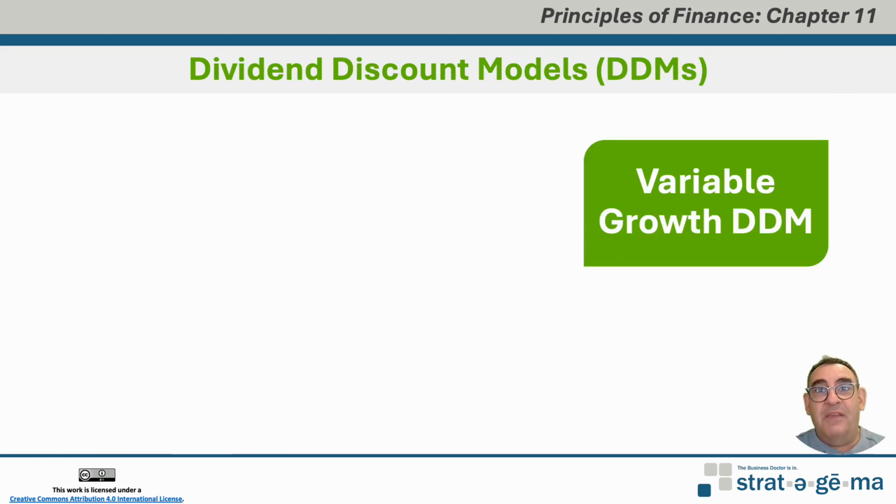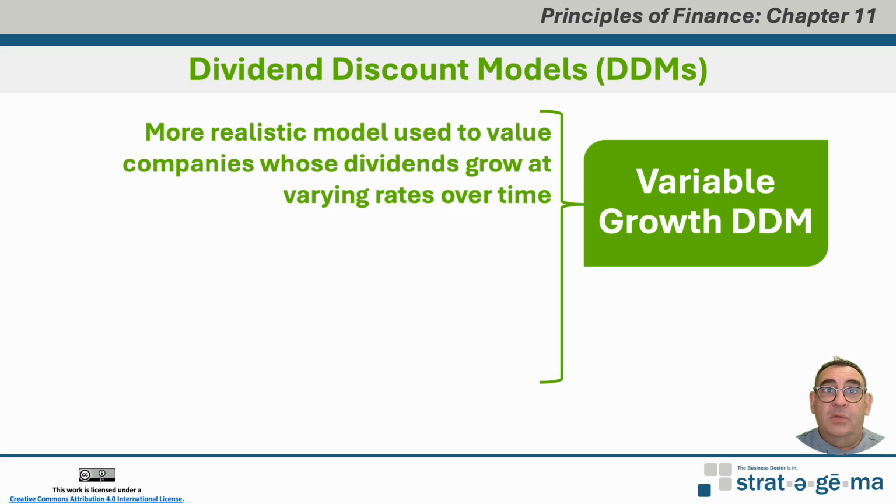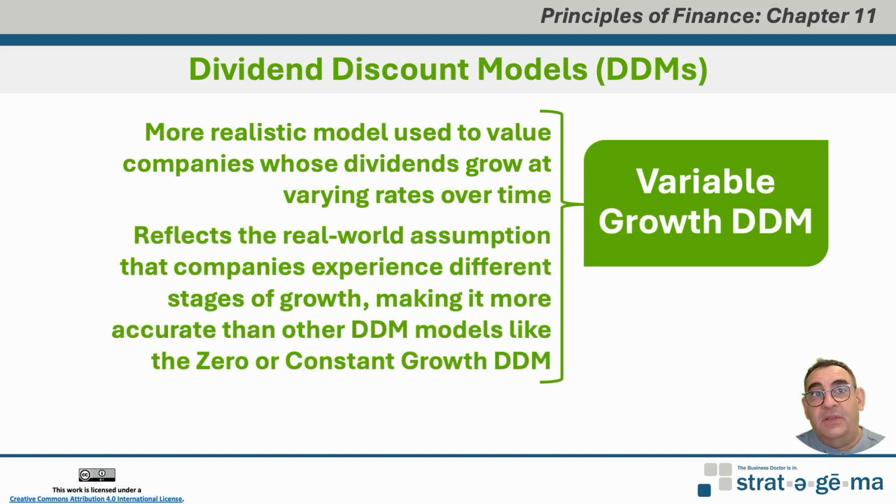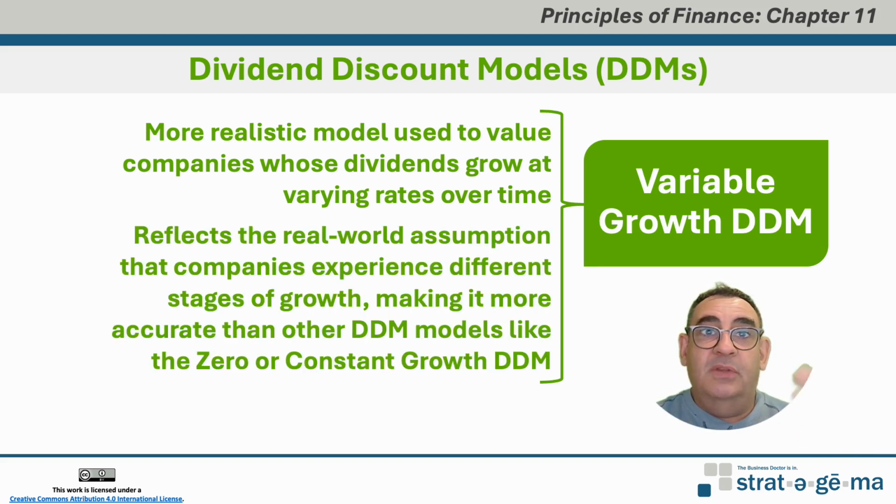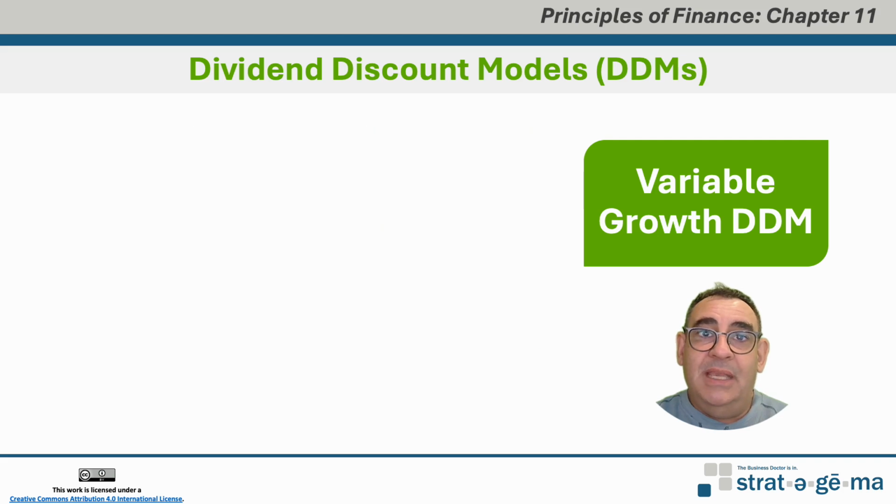So now we'll move into a variable growth DDM model as opposed to a constant growth. Variable growth is also known as a non-constant growth model. This type of model is used to value companies whose dividends grow at varying rates over time and really reflects the real-world assumptions that companies will experience different stages of growth, will experience different levels of profitability. So it's more accurate than other DDM models like the zero or constant growth model, but because we don't know what those rates are going to look like, they're still guesses. So we might use a constant growth model, assuming an average of different variable percentages that a company may have experienced over its history.